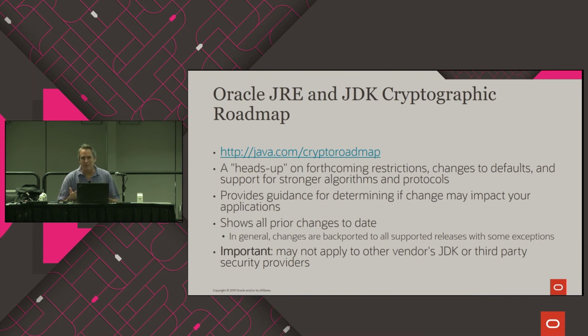We realized that we needed a better mechanism than just putting it in some documentation somewhere. So it shows all the prior changes to date. In general, we do try to backport all of these disabled algorithms to previous releases with some exceptions, but it's usually the rule that we apply them to all the different releases. One thing to note is that it may or may not apply to other folks' releases. Some OpenJDK provider may decide, I really want to have RC4, so they'll take the RC4 out and include it in their release.